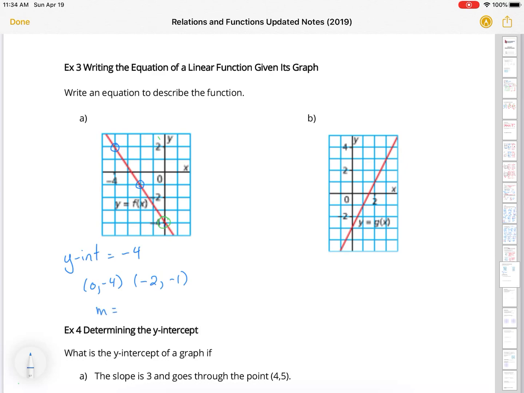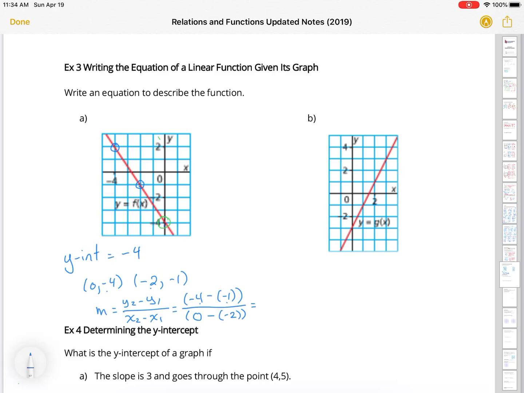My slope is equal to y2 minus y1 over x2 minus x1. We did that in the last lesson. So if I say this is point 1, my y2 is -4, and it is minus a -1. And from the second point, for my x values, I have 0 minus a -2.